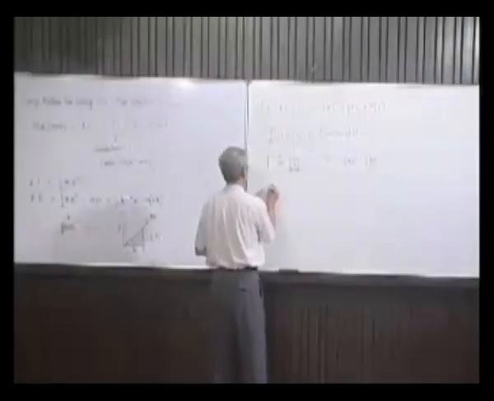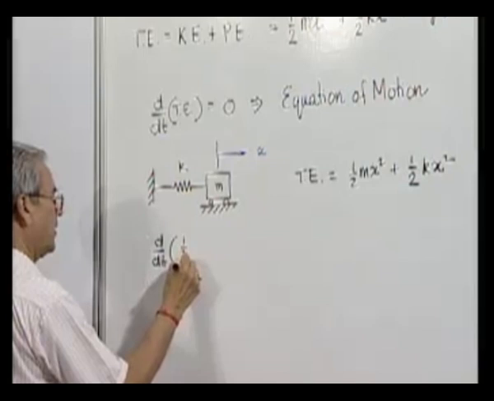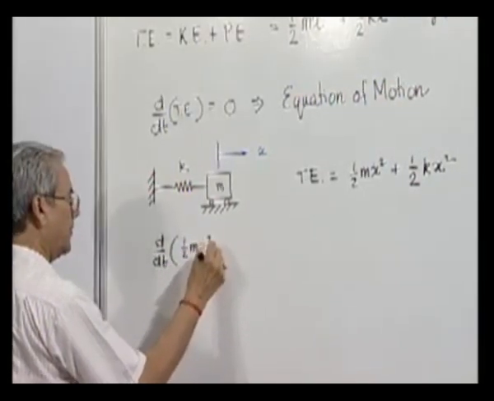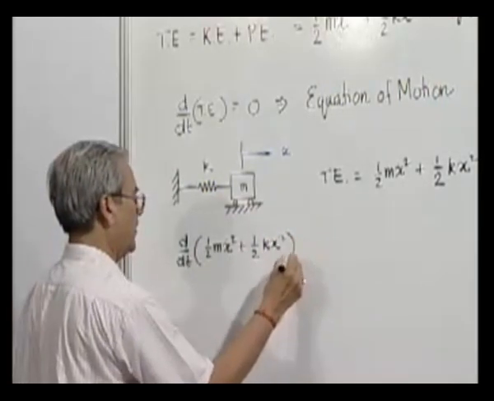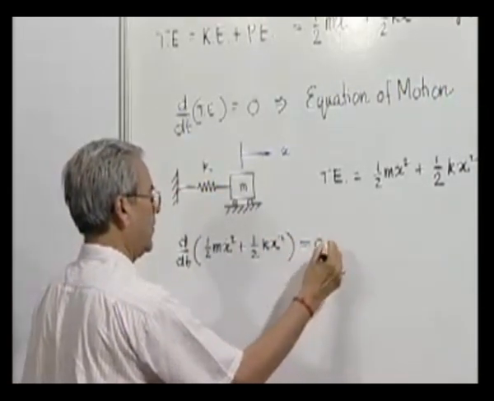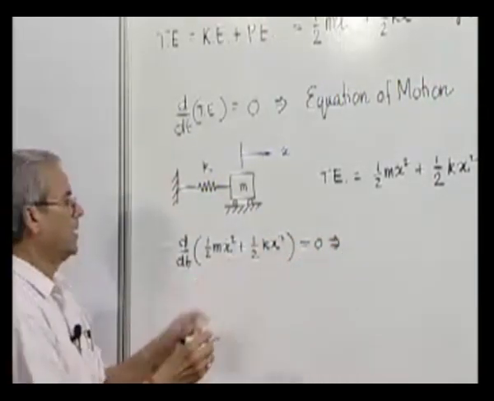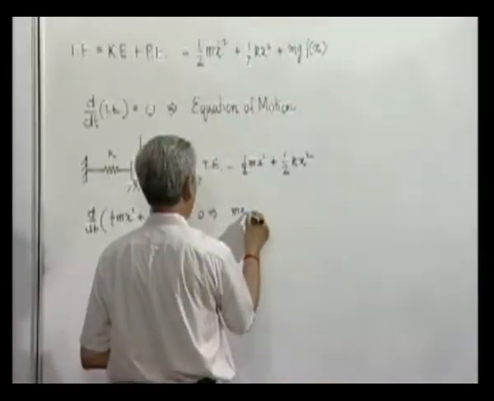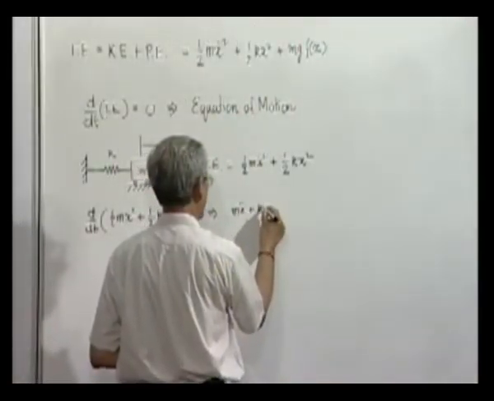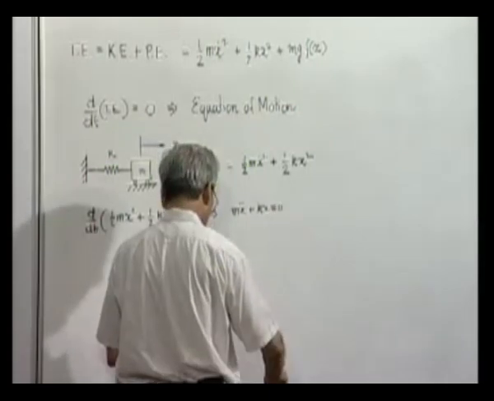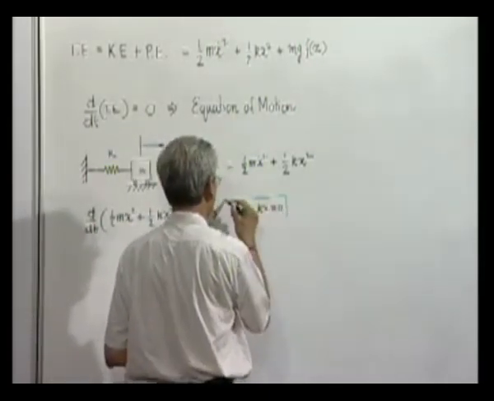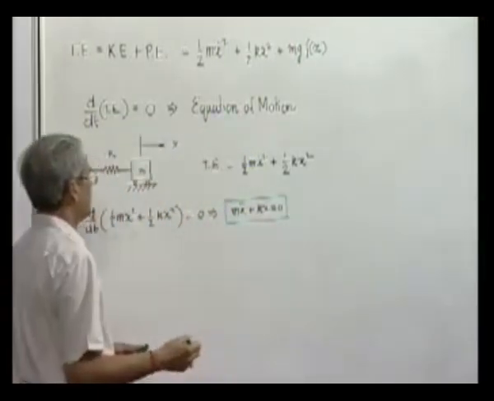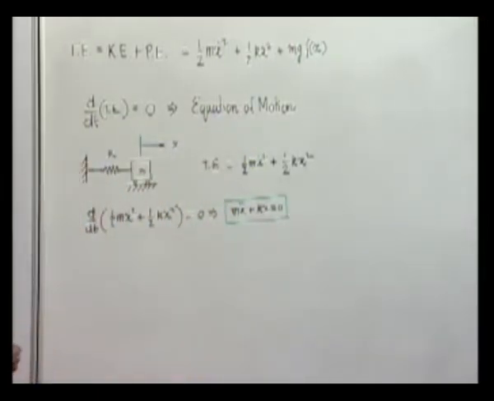So applying this conservation principle, this yields m x double dot plus k x equal to 0. The same equation of motion which we derived by using Newton's second law. And then of course it has to be solved.